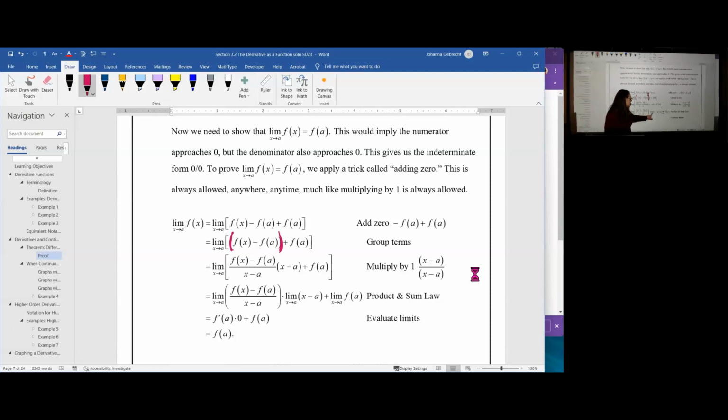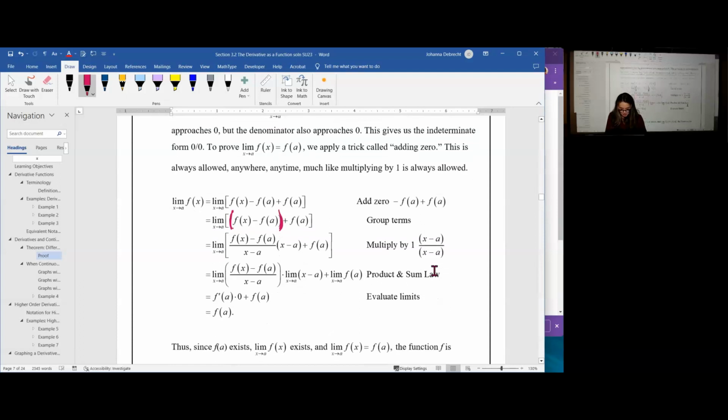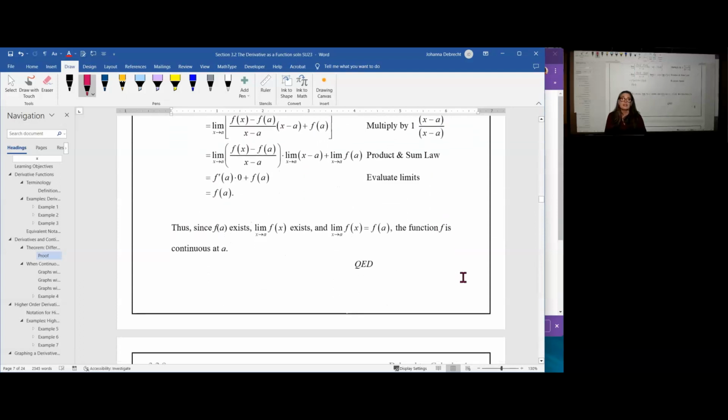However, the limit of x minus a as x approaches a goes to 0. When I substitute a for x, I get a minus a, which gives me 0. 0 times a finite real number is 0. And this tells me that the limit of f of x as x approaches a, the two-sided limit, must be pointing directly to the function value. And this proves that it is, in fact, continuous. So we end our proof with a QED after restating the 3 conditions of continuity.